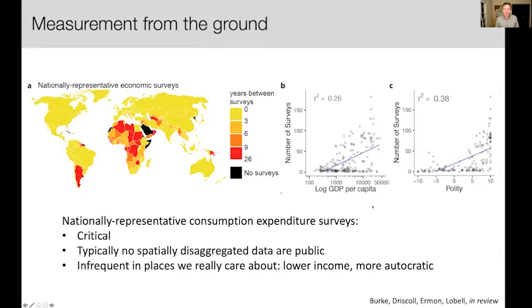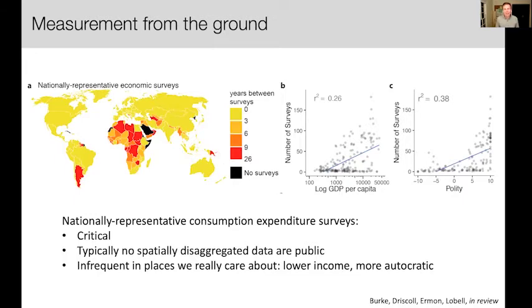And as you can see in panels B and C here, the frequency of surveys is positively correlated with per capita GDP. So we get more surveys in wealthier countries and fewer surveys in poorer countries. Similarly, more democratic countries have historically conducted more ground surveys. And so in autocracies around the world, we tend to have less data. So arguably, in the places where we are in most need of data on what's going on the ground, people's livelihoods, we have the least amount of data, at least looking historically.